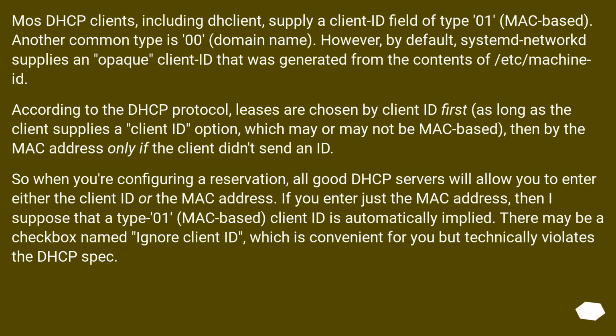So when you're configuring a reservation, all good DHCP servers will allow you to enter either the client ID or the MAC address. If you enter just the MAC address, then I suppose that a type 1, MAC-based, client ID is automatically implied. There may be a checkbox named Ignore Client ID, which is convenient for you but technically violates the DHCP spec.